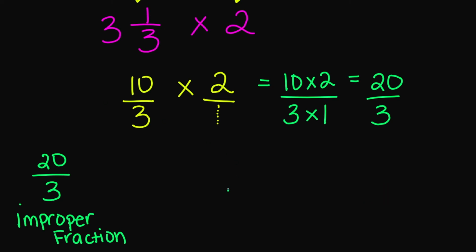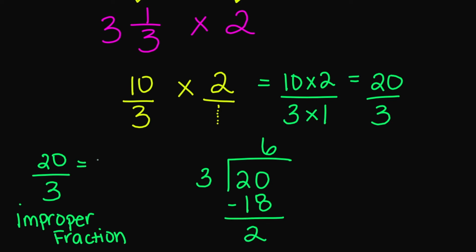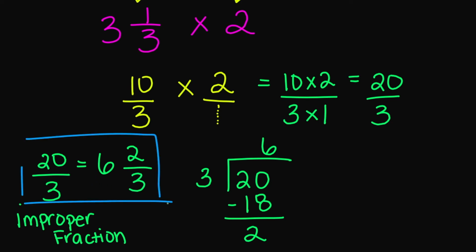So we're going to put our 3 on the outside and our 20 on the inside. 3 goes into 20 6 times. 3 times 6 is 18. 20 minus 18 is going to equal 2. So your mixed number is going to look like 6, which is from your quotient, 2, which is from your remainder, over 3, which is your divisor, and this is your final answer.